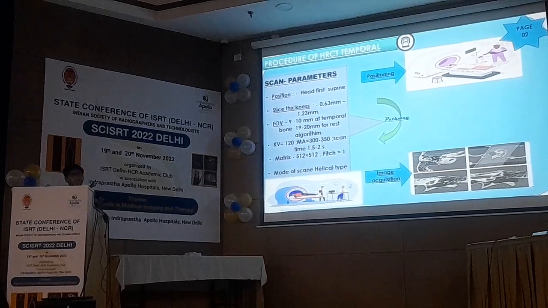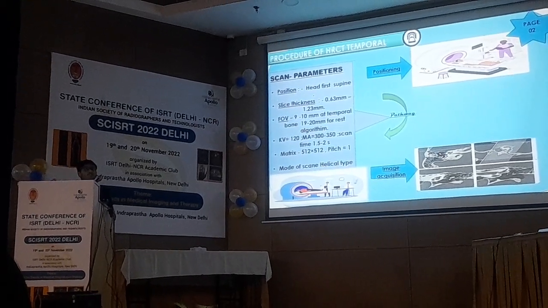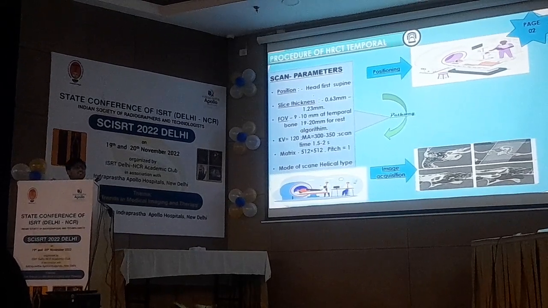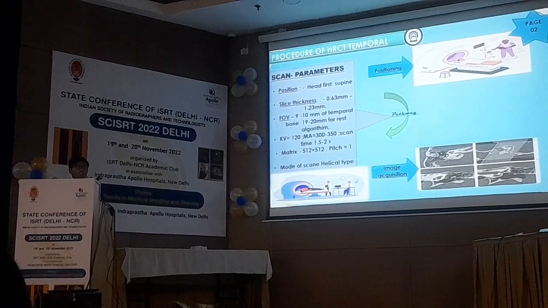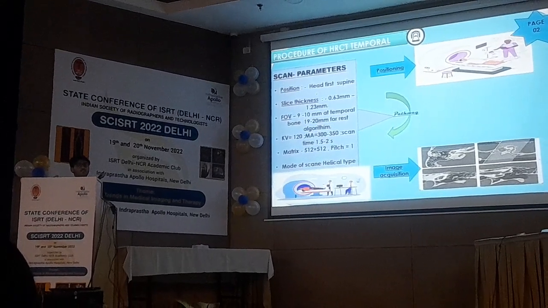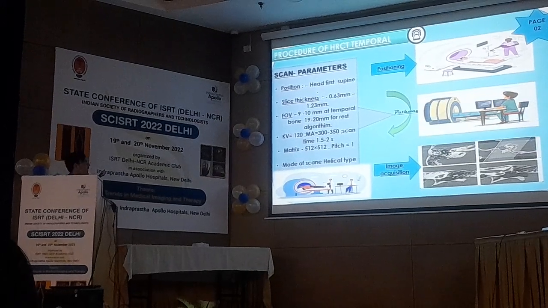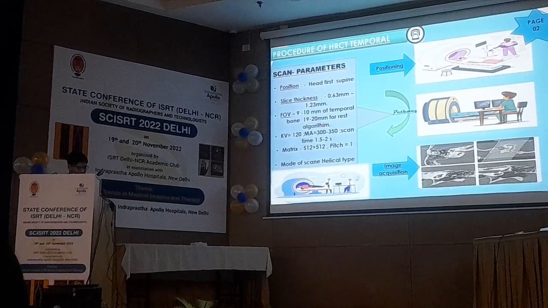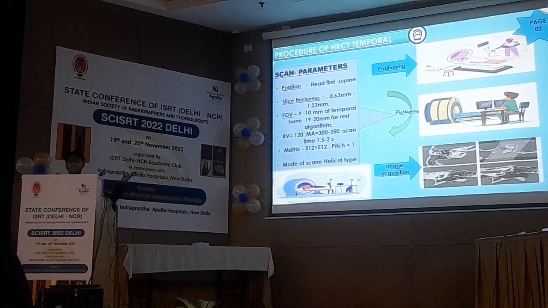The matrix size is 512 by 512. It depends on the FOV you have set. The pitch should be very low because we are using thin slices. The dose increases, and pitch should be decreased to reduce scan time and also to get a better resolution with low dose effect. So that's all. The patient is positioned head first supine, the scan parameters have been set, and image acquisition is done.